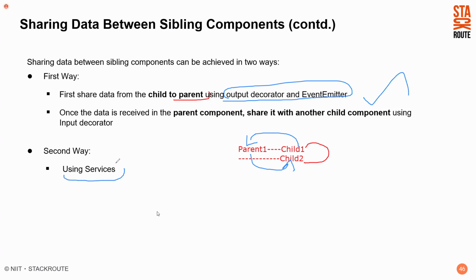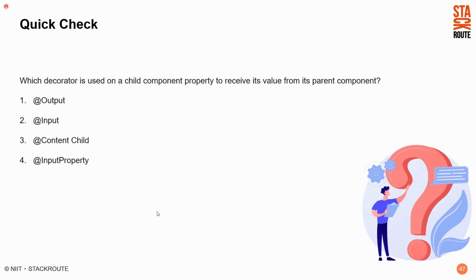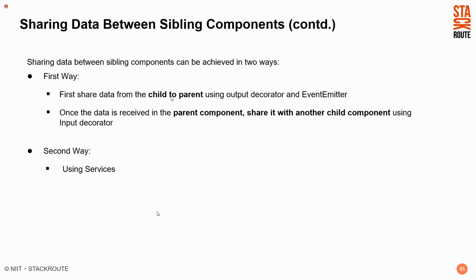The second way is using services. This we will discuss in forthcoming sprints. Creating an explicit service, via service I can bind between many components. Again, I'm repeating: from one child to another child, you cannot pass directly. So from child to parent, parent to child, using output first, event emitter, then you can capture via input. The other one is using services.